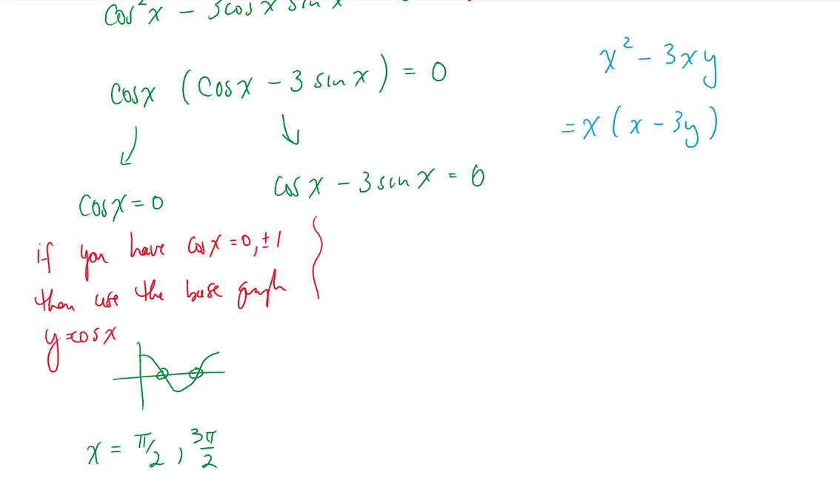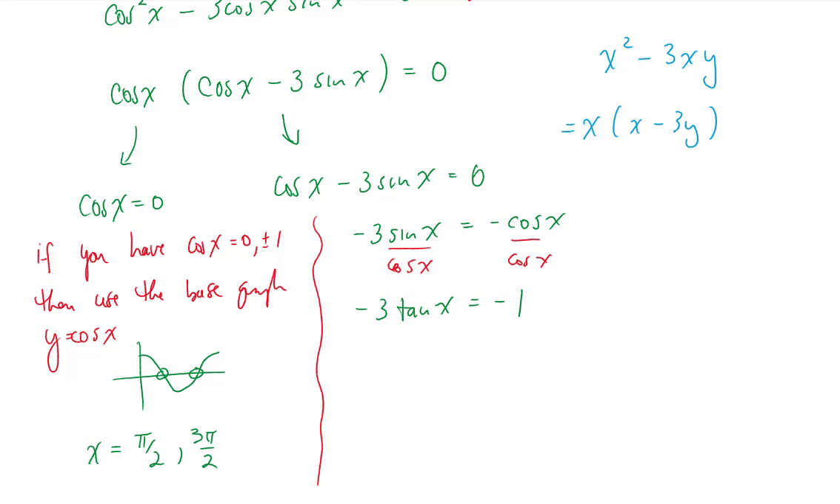Alright, let's start with the second one. So first of all, I'm going to move the cosine x to the other side. So I get negative 3 sine x is equal to negative cosine x. Next, I'm going to divide both sides by cosine of x. So I end up with negative 3, and sine over cosine is equal to tan of x, which equals negative 1.